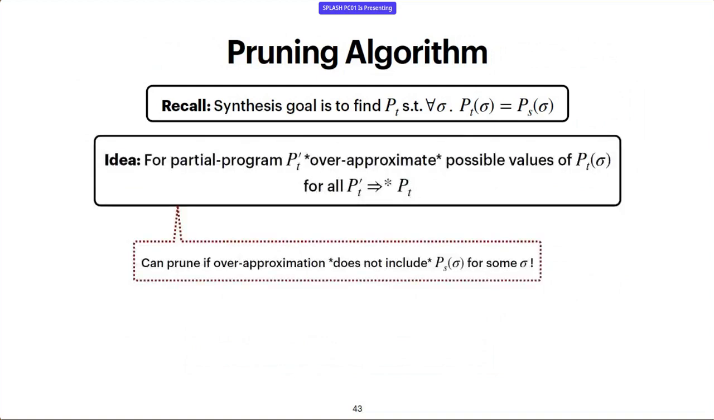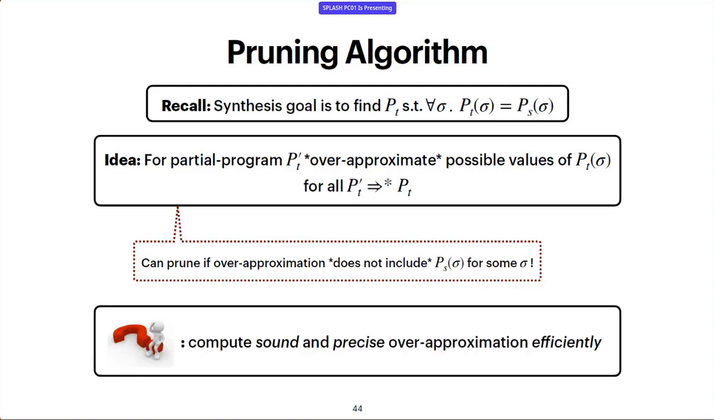So our idea for pruning is, for some partial program t', some program that contains some unknowns, we want to over-approximate the possible values that any completion of t' could produce on some input sigma. In particular, we can prune a program if its over-approximation does not include the output expected from the source program for some particular input. So this is the high-level idea of our pruning.